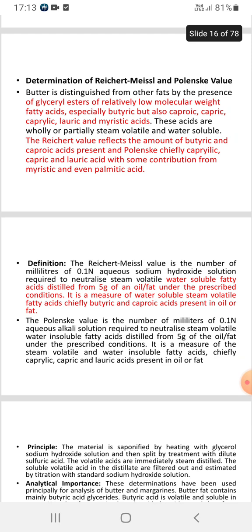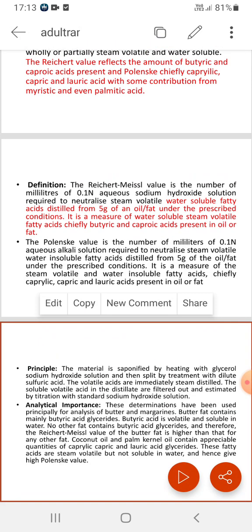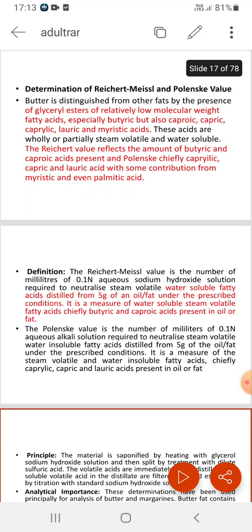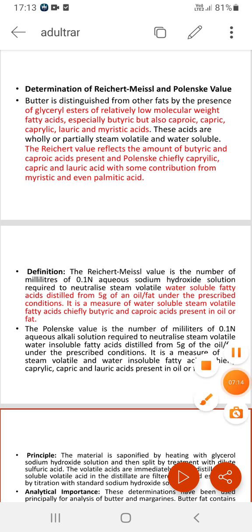Determination of Reichert-Meissl and Polenske value. Butter is distinguished from other fats by the presence of glyceryl esters. Actually, there are two terms, Reichert-Meissl and Polenske value. Polenske value determines the amount of caprylic, capric and lauric acid present in a sample, and the Reichert value reflects the amount of butyric and caproic acid present in an oil sample.